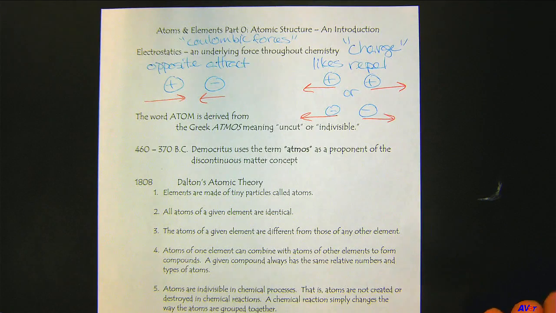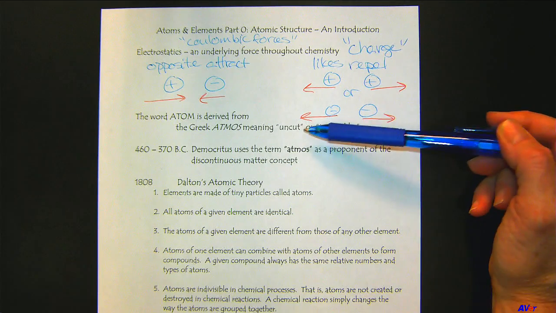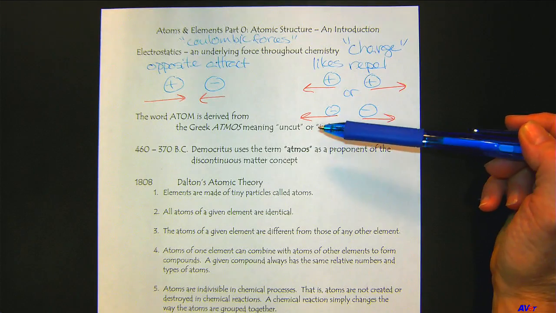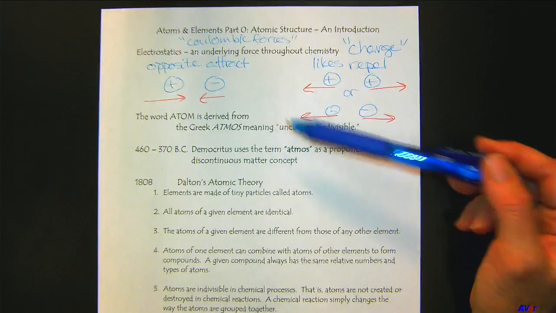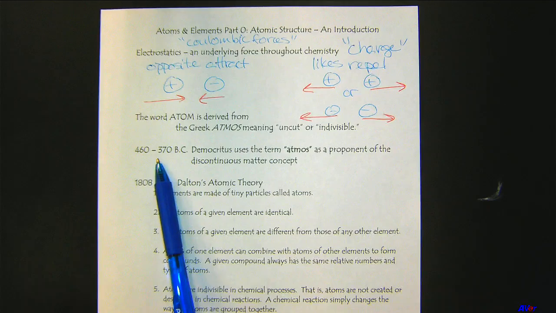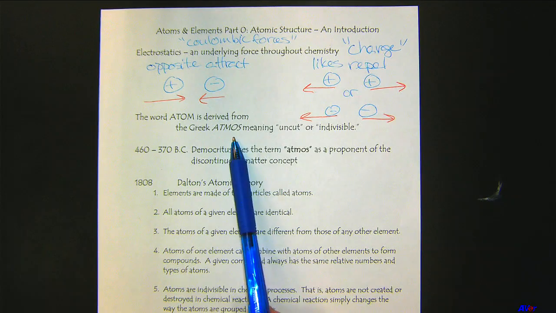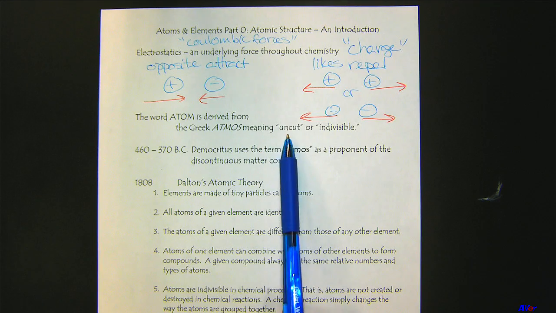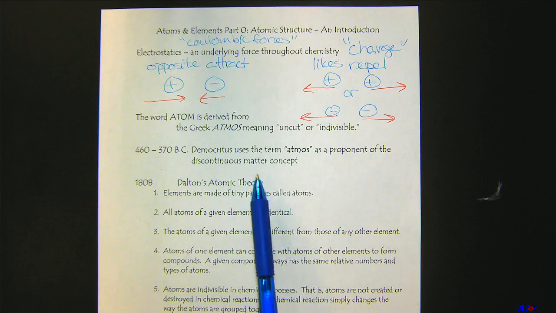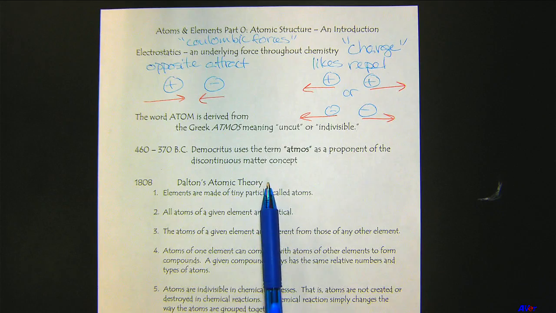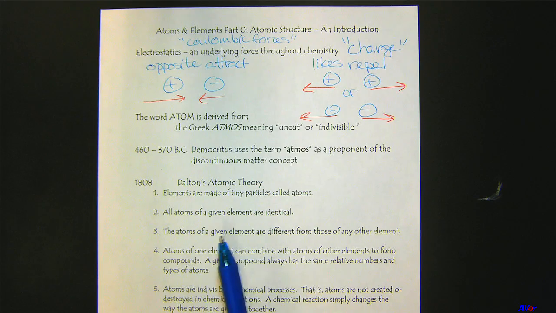All right, so we have been debating what we're made of at a physical level, at a metaphysical level for centuries, for millennia, right? So the word atom is very old. It comes from over 400 BC, right? It comes from the Greek word atmos, which means uncut or indivisible. And it was coined by Democritus, right? Because he was a proponent of discontinuous matter concepts. So what exactly does that mean, discontinuous matter?